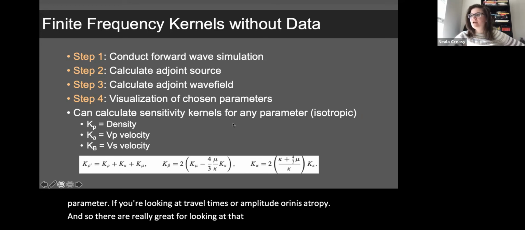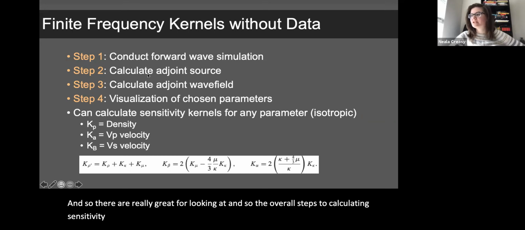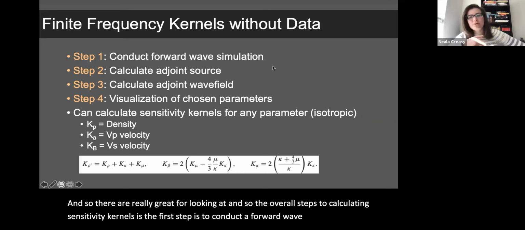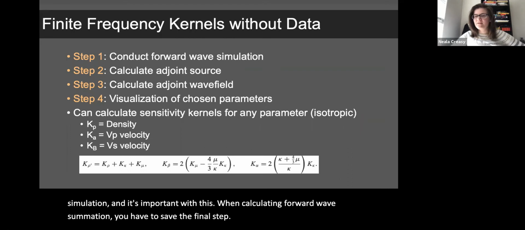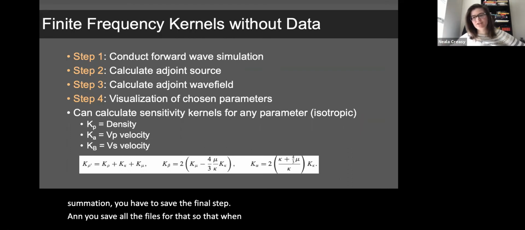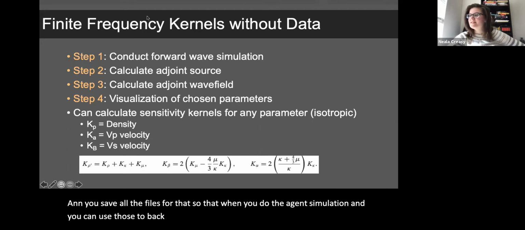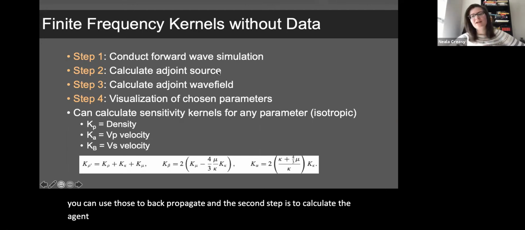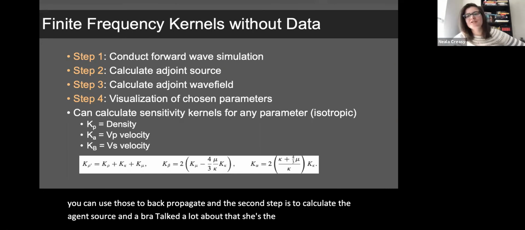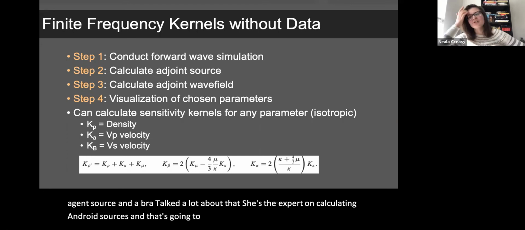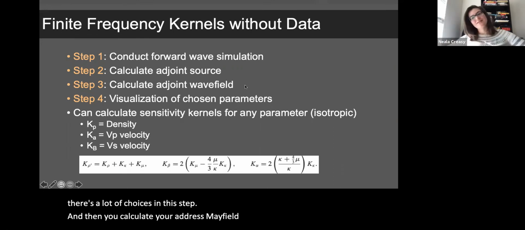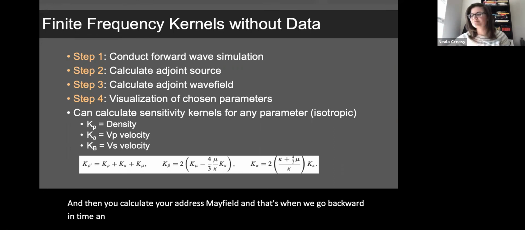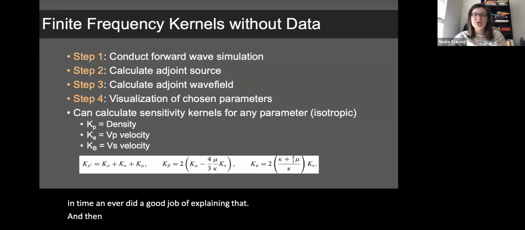The overall steps to calculating sensitivity kernels are, the first step is to conduct a forward wave simulation. It's important when calculating the forward wave simulation that you save the final step. You save all the files for that so that when you do the adjoint simulation, you can use those to backpropagate. The second step is to calculate the adjoint source. Ebru talked a lot about that. She is the expert on calculating adjoint sources. That's going to be dependent on your misfit functions, so there are a lot of choices in this step. Then you calculate your adjoint wave field, and that's when we go backward in time. Ebru did a good job of explaining that. The last step is visualization.